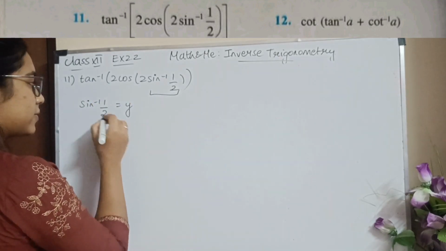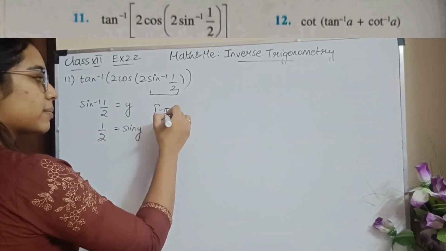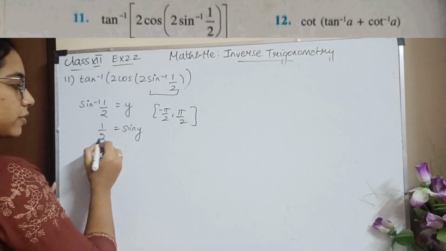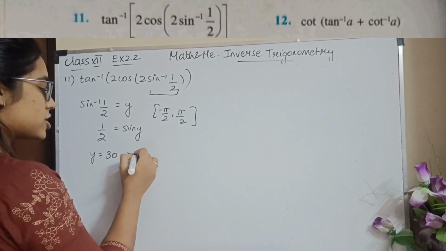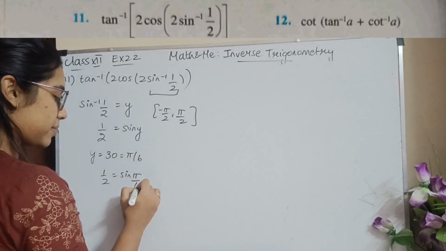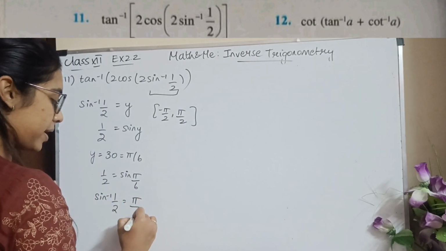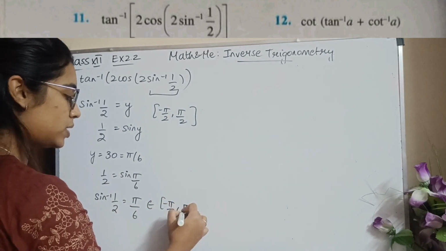Then I have half equals sine y, with the sine coming to the other side. What is the range of values? Minus pi by 2 to pi by 2. I need to find for what value of y it is half. That value is 30 degrees, which is pi divided by 6. So I have half equals sine pi by 6. So sine inverse of 1 by 2 is going to be pi divided by 6, and this belongs to the range. So whatever you found out is correct.